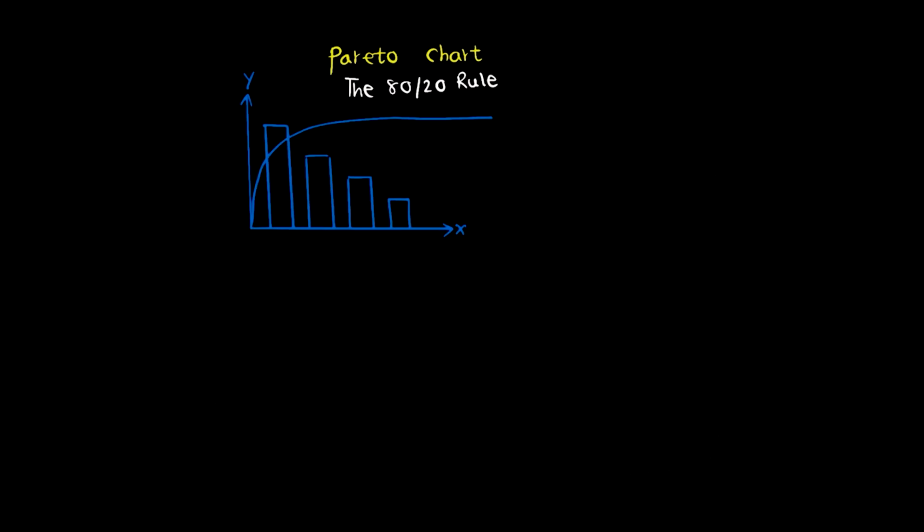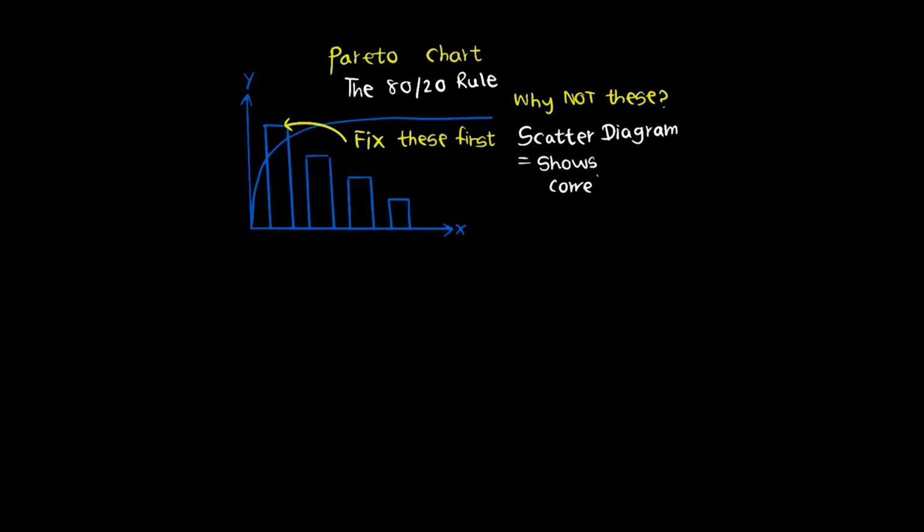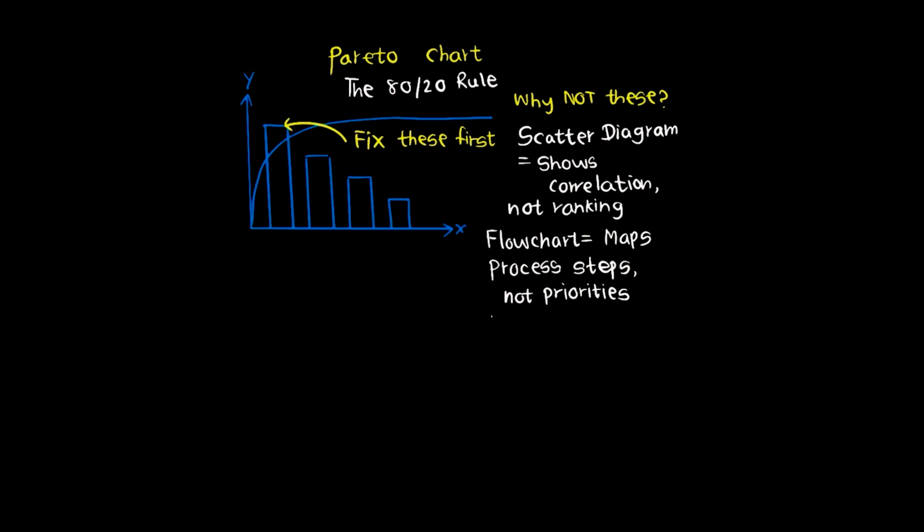The bars on the left, those are your heavy hitters. Fix those first and you knock out the majority of defects. Now let's clear up the wrong answers. A scatter diagram shows whether two variables are related, like temperature and defect rate, but it does not rank causes. A flowchart maps out the steps of a process to find where problems might happen, but it does not prioritize which cause to fix first. A histogram shows how data is spread across ranges, but again, no ranking of causes.